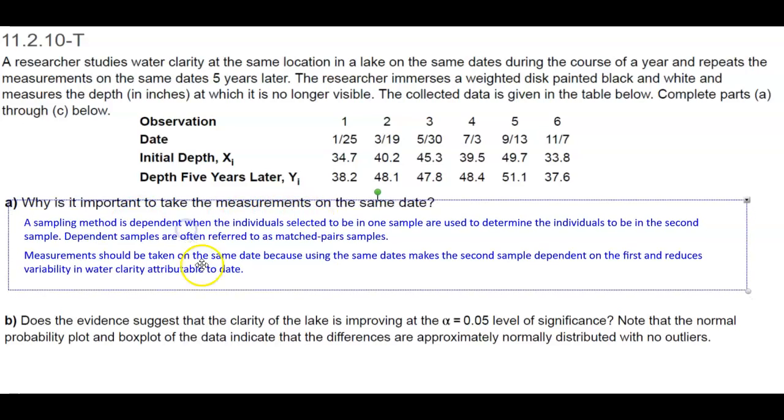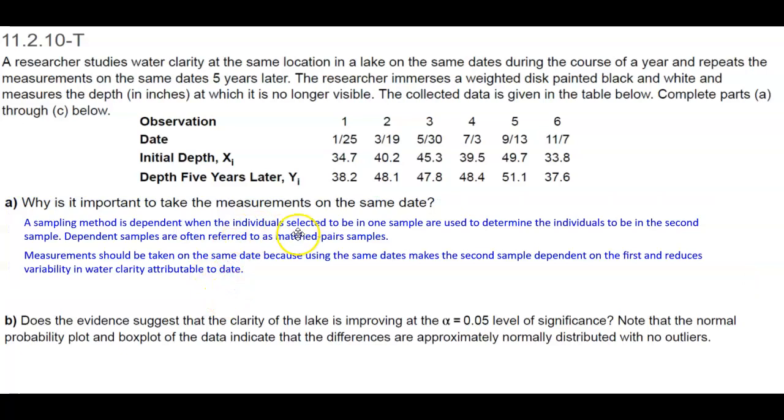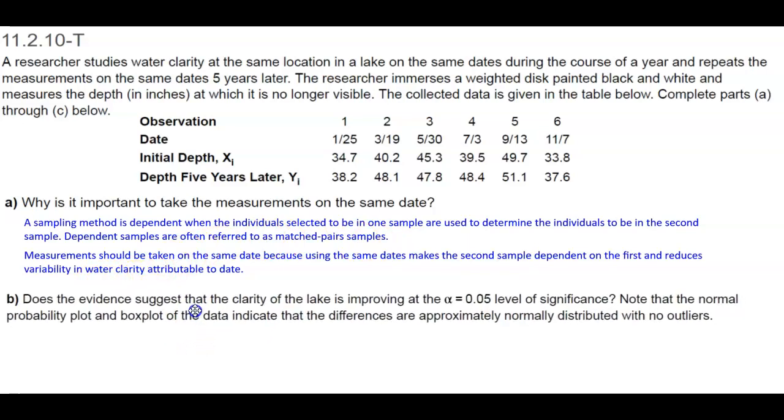Well, a sampling method is dependent when the individuals selected to be in one sample are used to determine the individuals to be in a second sample. Dependent samples are often referred to as matched pair samples. Measurements should be taken on the same date because using the same dates makes the second sample dependent on the first and reduces the variability in water clarity attributable to date.